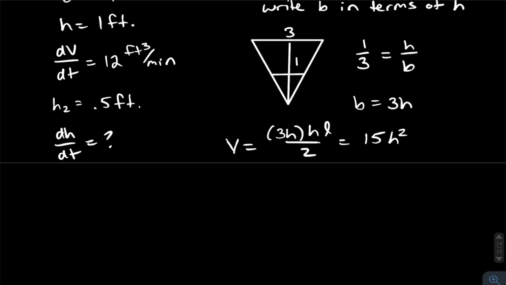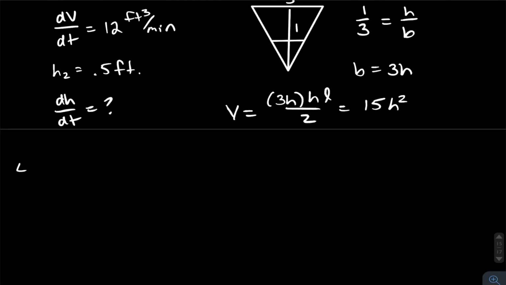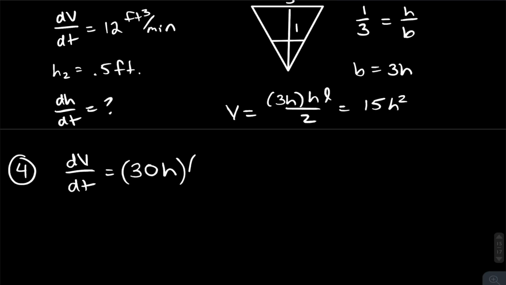Okay, so moving on here to step 4. Step 4 is to differentiate both sides. dV/dt, right? That's what we get when we differentiate this. Now we do this with respect to time. Take the derivative as normal, 30h. Then we have to multiply by the derivative of the inside, which is going to be dh/dt, right? Because h is a function of time.